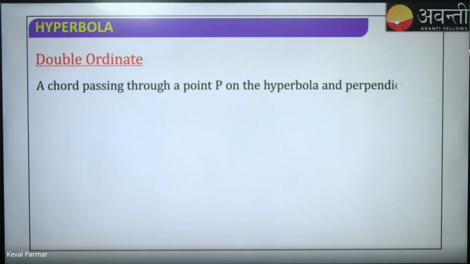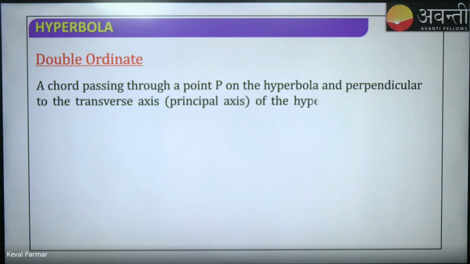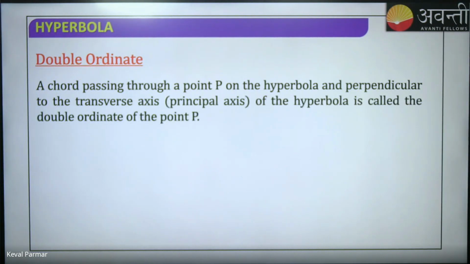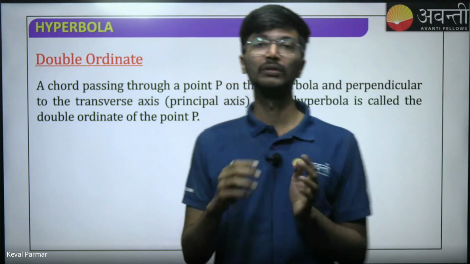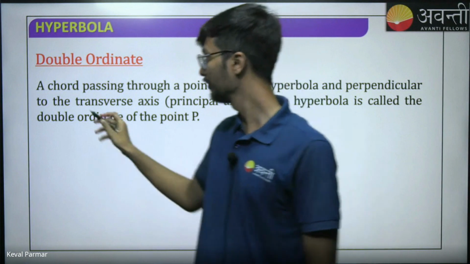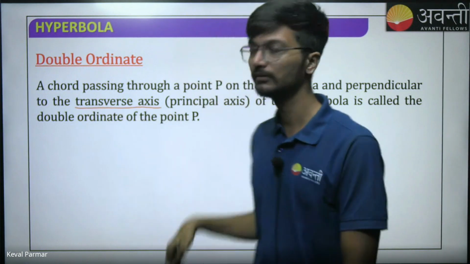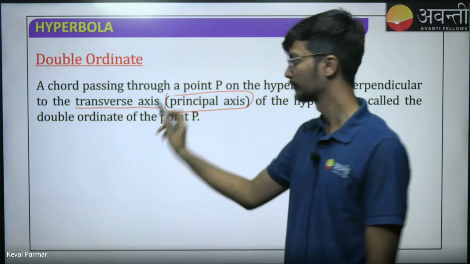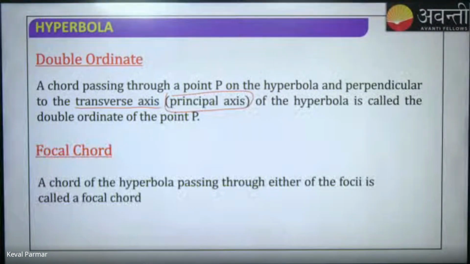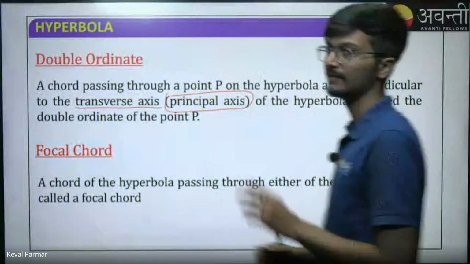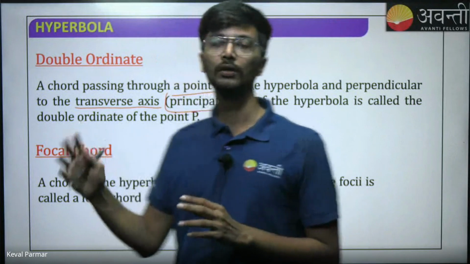What is a double ordinate? I hope you know. A chord passing through a point on the hyperbola and perpendicular to the major axis. Here it is the transverse axis, or you can say the principal axis. Focal chord: any chord which passes through a focus. So there are two foci, and it can pass through either of the foci. So any chord which passes through a focus is called a focal chord.